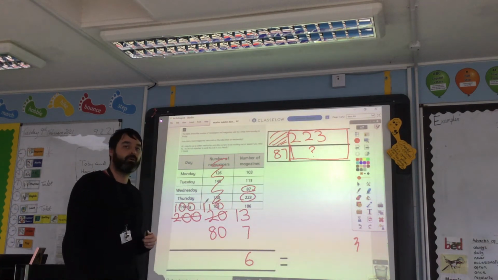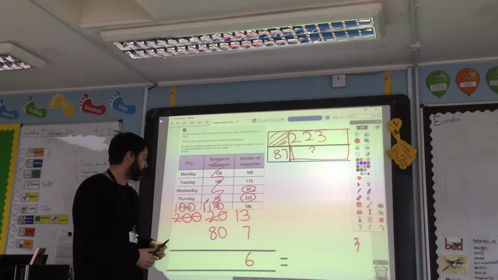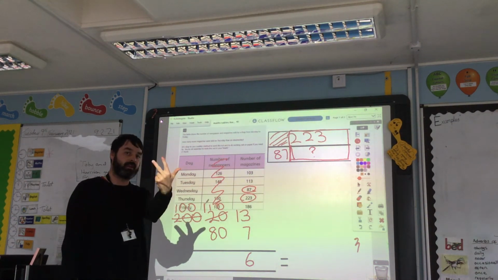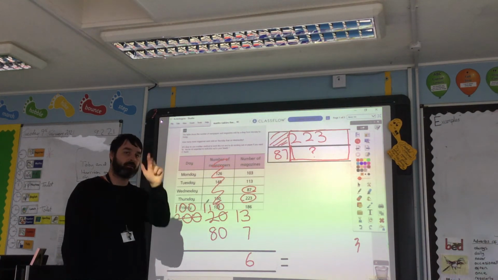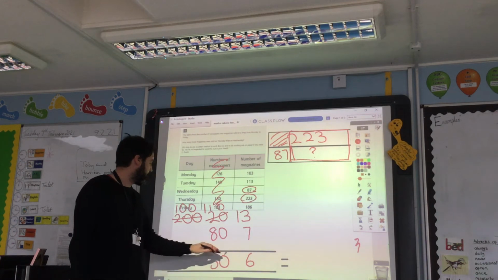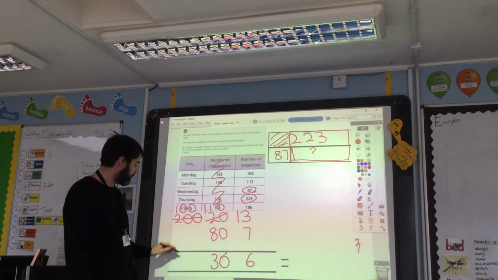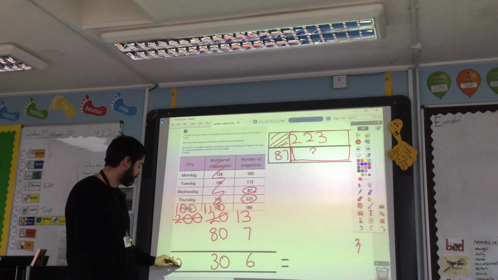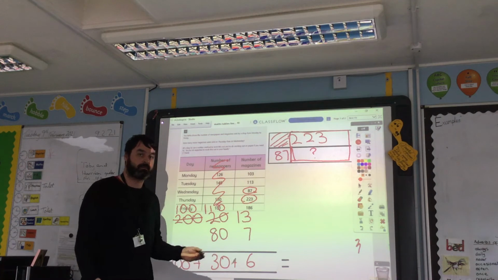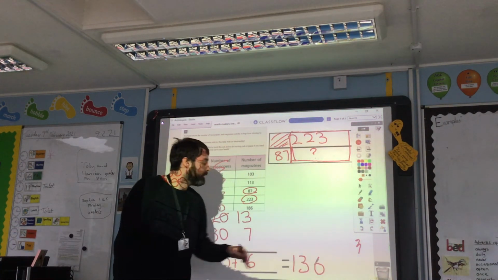Now I'm going to count forward this time, because that will be the quickest way to find the difference. So 80, 90, 100, 110. 110, take away 80, leaves me with 30. Now I've got 100 here in the hundreds column, take away nothing, leaves me with 100. So 100 plus 30 plus 6 gives me 136.